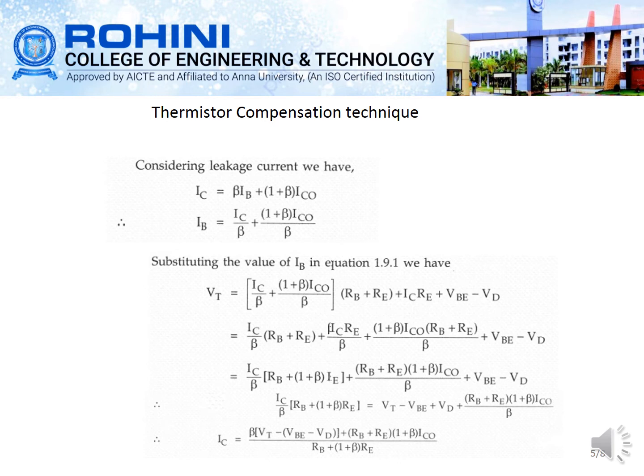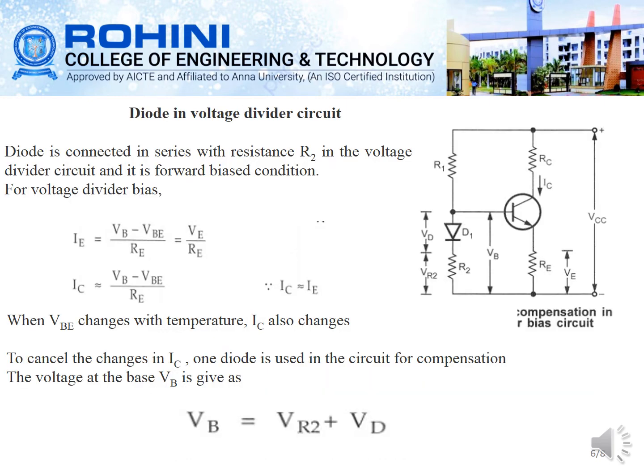Here we can substitute the value of IB in the above equation to get the value of VT. On derivation, we finally get the IC value equal to beta into (VT minus VBE minus VD) plus (RB plus RE) into (1 plus beta) ICO, divided by RB plus (1 plus beta) into RE. And here we are considering the diode in the voltage divider circuit. Since we are considering the voltage divider circuit, we connect the diode in series, so this resistance R2 will be in the circuit in a forward bias direction.